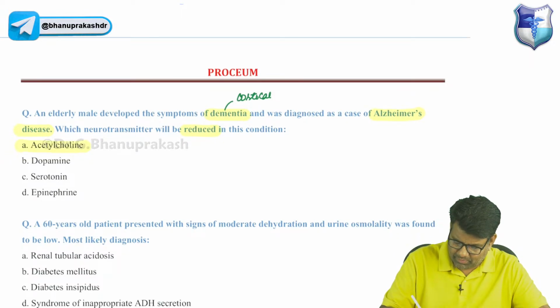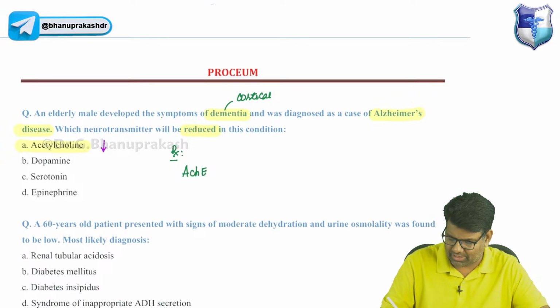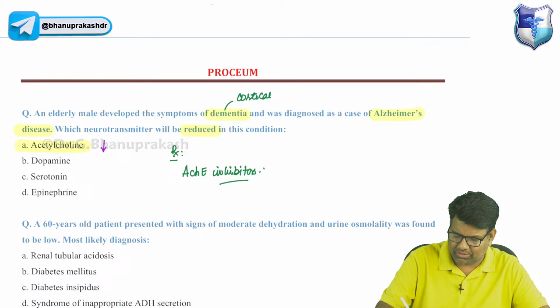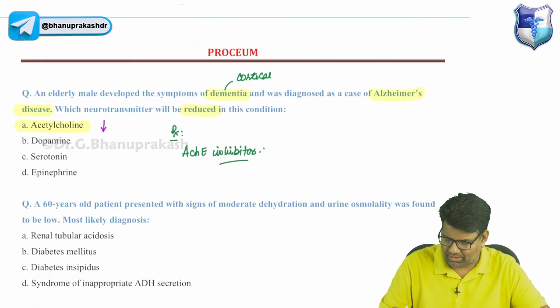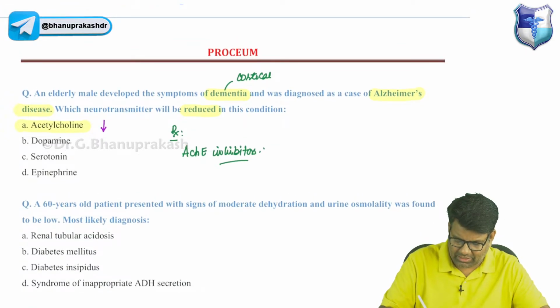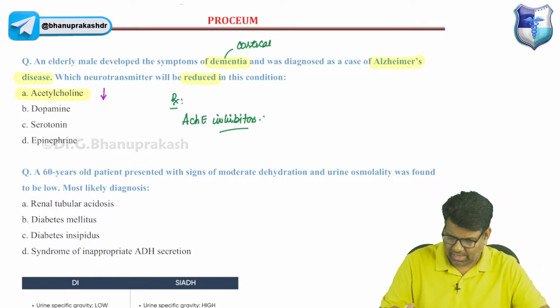So the acetylcholine level also reduces, and therefore, in the treatment of Alzheimer's, we give those drugs which inhibit the enzyme which degrades acetylcholine. So we give acetylcholinesterase inhibitors: rivastigmine, galantamine, or donepezil. Whatever acetylcholine is available, we just want to make sure that it is not degraded more. This is Alzheimer's.